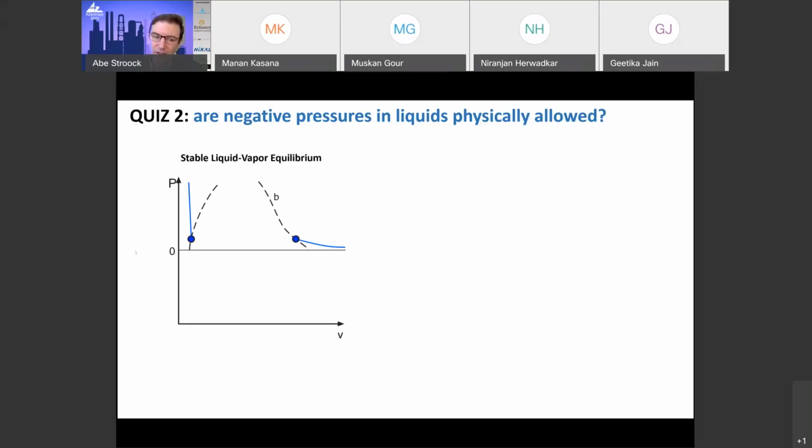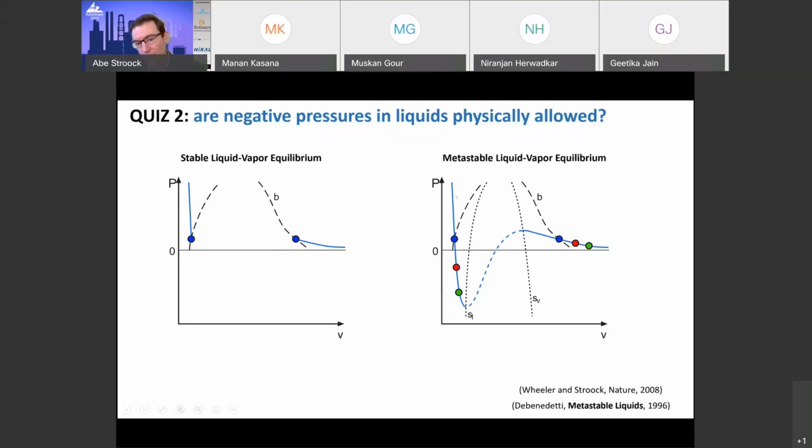And so what I'm showing here is our typical picture of a PV isotherm. This is the liquid branch. This is the coexistence line or binodal. And this is the vapor branch of a condensable fluid. What we don't usually see in our textbooks is the whole cubic equation of state isotherm, which shows that the liquid branch actually goes right through the binodal and through zero and keeps going down until it reaches a minimum, which is called the spinodal. This is the spinodal of the liquid.